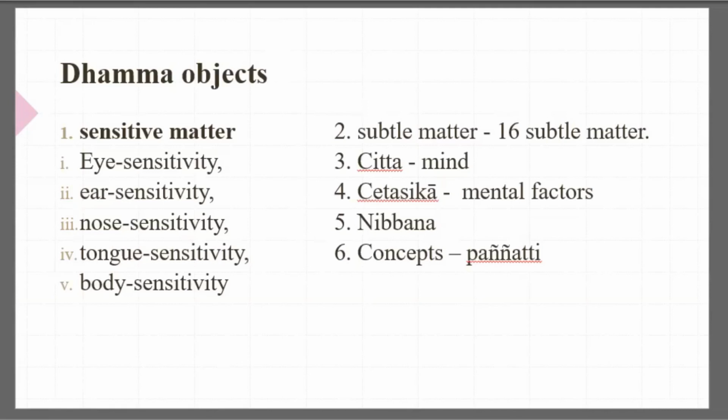Sensitive matter, in Pali we call Pasada Rupa. Eye sensitivity, ear sensitivity, nose sensitivity, tongue sensitivity, and body sensitivity. In Pali, Cakkhu Pasada, Sota Pasada, Ghana Pasada, Jivha Pasada, Kaya Pasada. Cakkhu Pasada means eye sensitivity. That's the sensitive area for the light or for the visible forms.